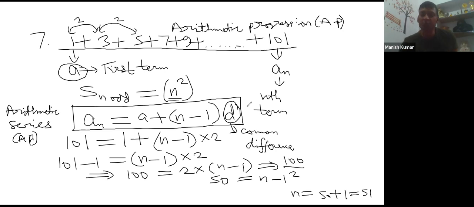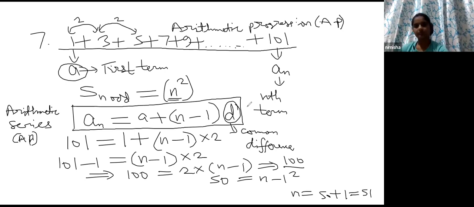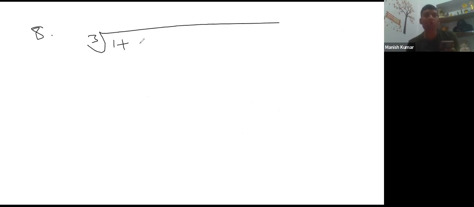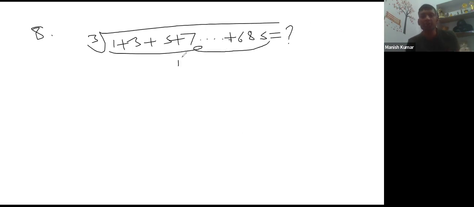Can I clear this page now? Yes. Okay. The eighth question is also based on the same: cube root of 1 plus 3 plus 5 plus 7 and so on till the last one is 685, is equal to how much? So this whole series is in AP, that is arithmetic progression, because the difference is 2 everywhere, isn't it?